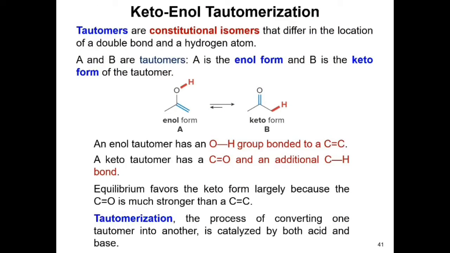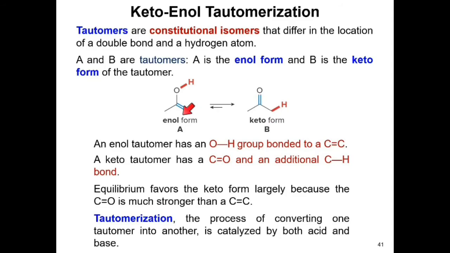The hydration of alkynes involves this process known as tautomerization, which is essentially the conversion of enol into its more stable form, the ketone. By definition, tautomers are constitutional isomers that differ in the location of a double bond and a hydrogen atom. So here you can see that we have a pair of tautomers A and B. A is the enol form and B is the keto form.